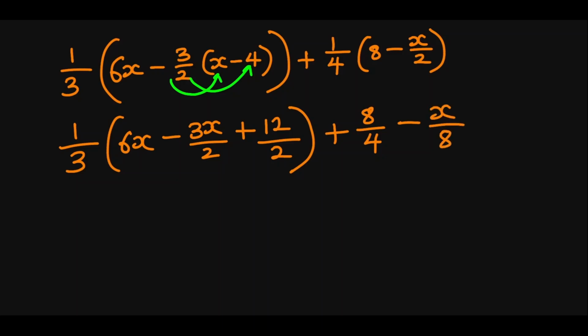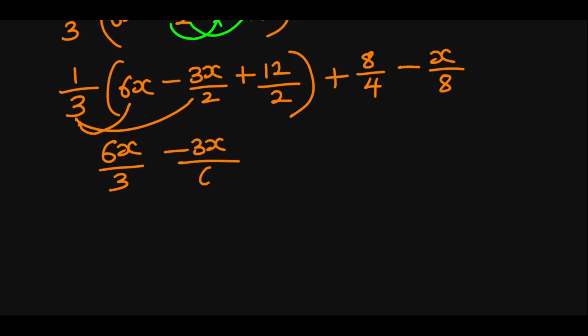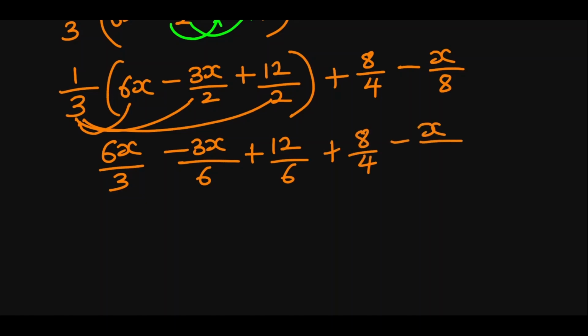Now we have one more bracket to take off. So 1 over 3 times 6x gives us 6x over 3. Then 1 over 3 times minus 3x over 2 gives us minus 3x over 6. Then 1 over 3 times 12 over 2 gives us plus 12 over 6. So that's all the brackets gone. Then we put these other ones plus 8 over 4 minus x over 8.